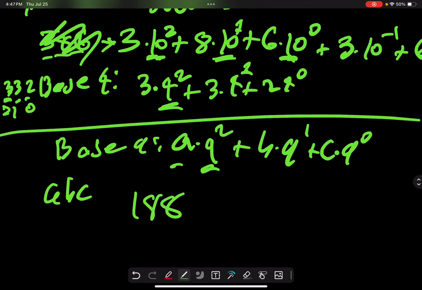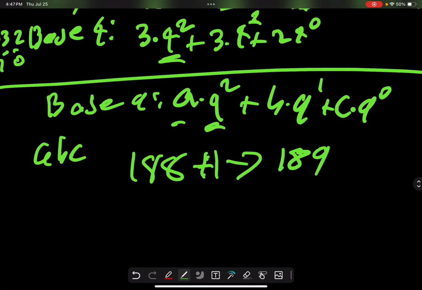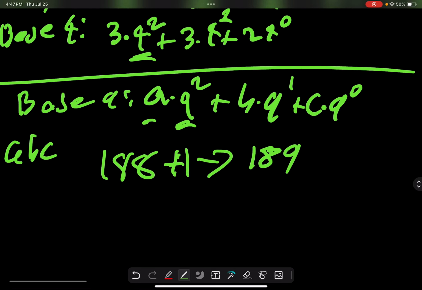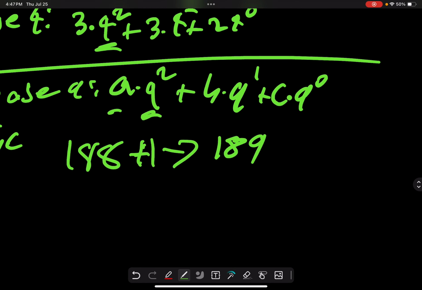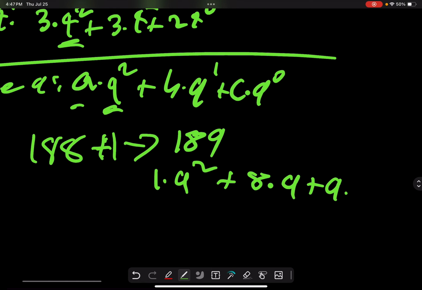And so let's say you had a number, let's say, 188. Let's say you add 1 to it. Now you might say this would be 189, and this is in base 9. But the issue with that is that if we represent it in base 9, that would be 1 times 9 squared plus 8 times 9 plus 9 times 9 to the power of 0.